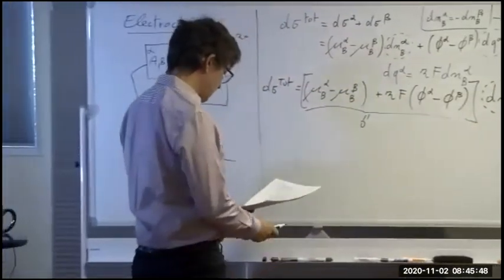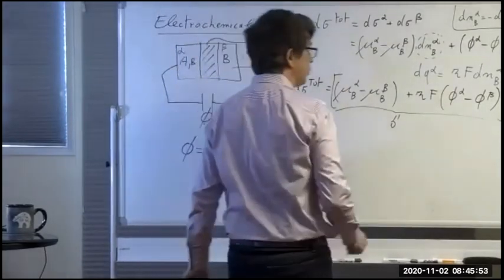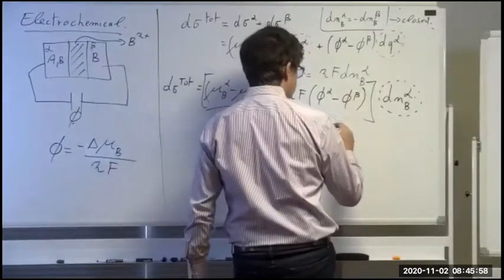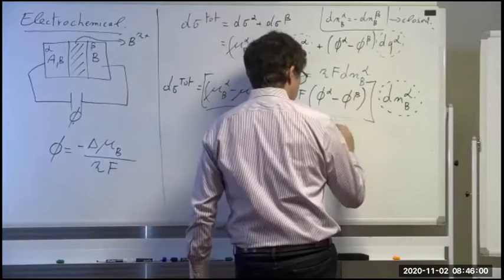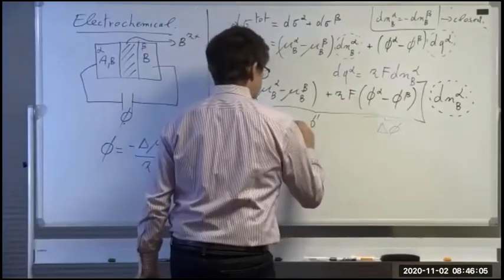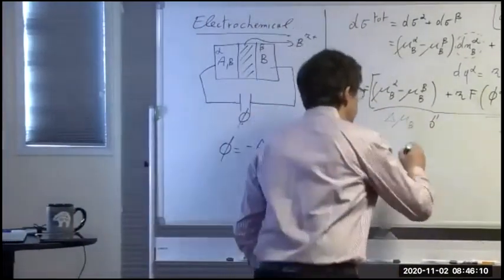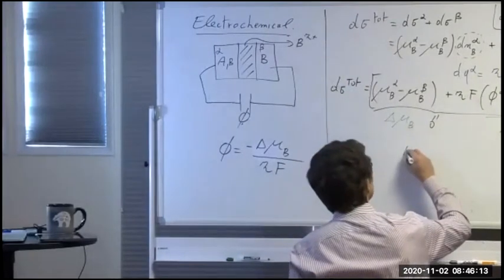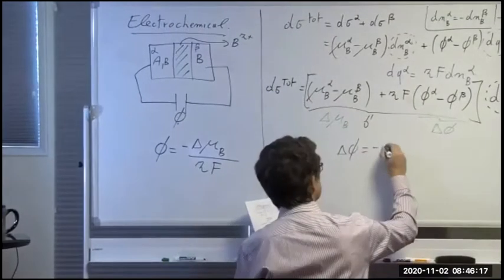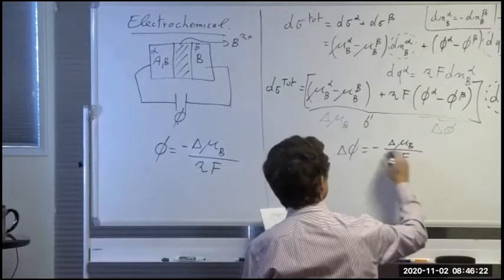And so that defines electrochemical equilibrium. So I will call all the deltas from phi minus as alpha minus beta. So I'll call this delta phi, and I'll call this delta mu b. And what you find is that delta phi is minus delta mu b over z times f.